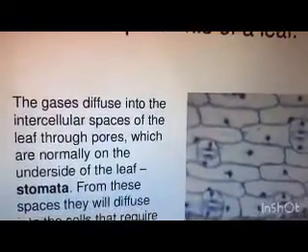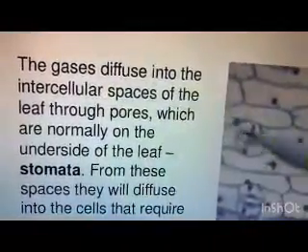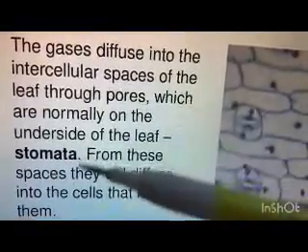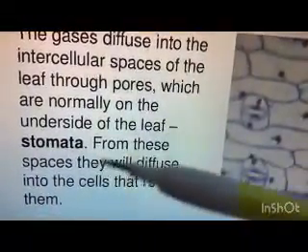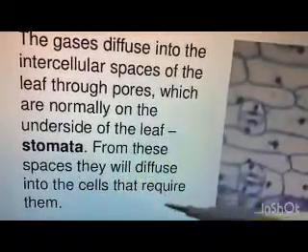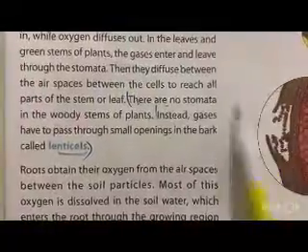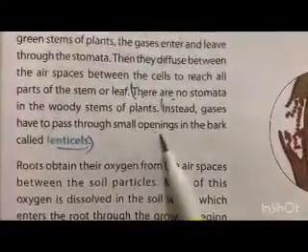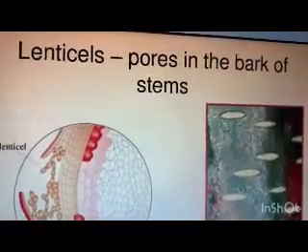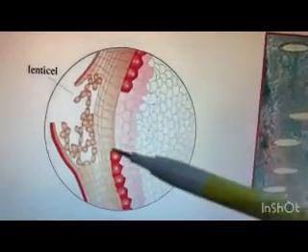Epidermis of a leaf. These gases diffuse into the intercellular spaces of the leaf through pores, which are normally on the underside of the leaf, called the stomata. From these spaces, they diffuse into the cells that require them. Lenticels: gases have to pass through small openings in the bark called lenticels. Lenticels are the pores in the bark of the stem, as you can see in the diagram as well.